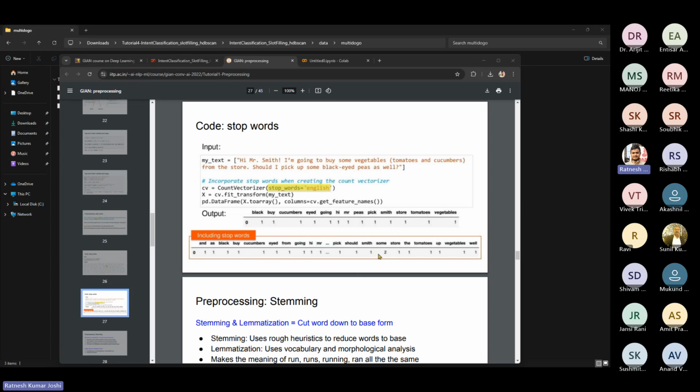This representation of a particular string, like the entire string "hi, Mr. Sid", in the form of a numerical vector of the length of the vocabulary is called a count vector. So we have represented our entire input sentence, which is a string, as a sequence of numbers. The first word appeared one time, black appeared one time, buy appeared one time, and at the end, some appeared two times. This is called a count vector representation.